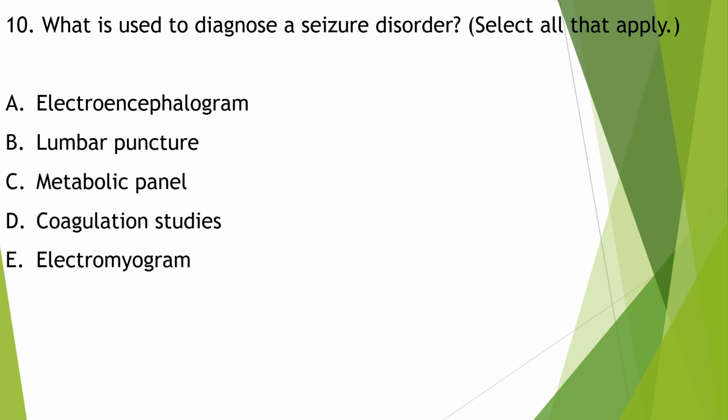Diagnosis of seizure is made via imaging, that is CT, MRI, and lab workup to rule out the causes. That is, if there are any lesions, tumors, metabolic or any other disorders, and through diagnostic tests like electroencephalogram, monitoring for abnormal electrical activity. Coagulation studies are used to assess the clotting, and electromyogram is used to diagnose neuromuscular disorders such as multiple sclerosis and myasthenia gravis. So here: electroencephalogram, lumbar puncture and metabolic panel.